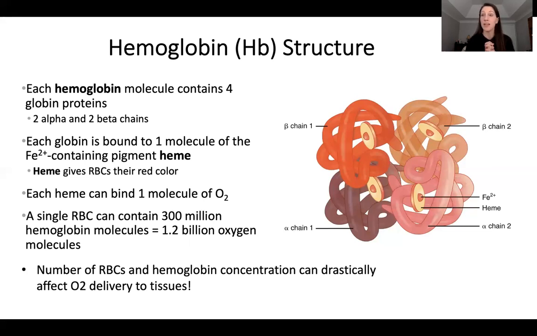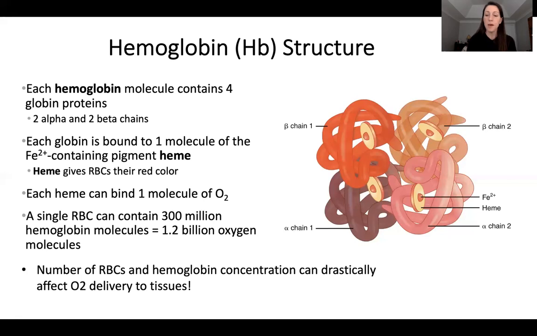You're talking about innumerable numbers of oxygen molecules being carried around in your bloodstream to your tissues at any one time, which is pretty impressive when you think about it. Because of the nature of red blood cells, because of the nature of hemoglobin, when you have too few or too many red blood cells or not enough hemoglobin, that concentration is off, you drastically affect the ability of oxygen to be delivered to the tissues. So, incredibly important function, oxygen delivery to tissues, right?